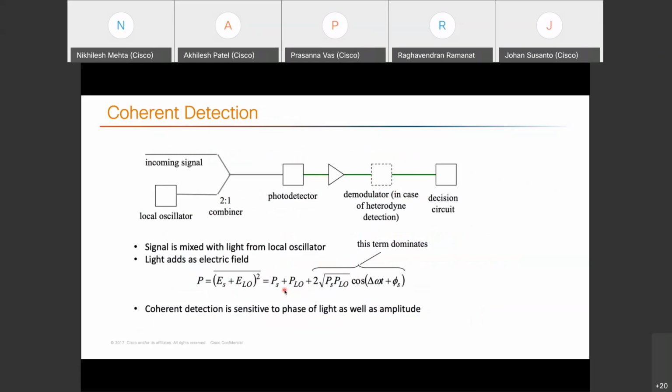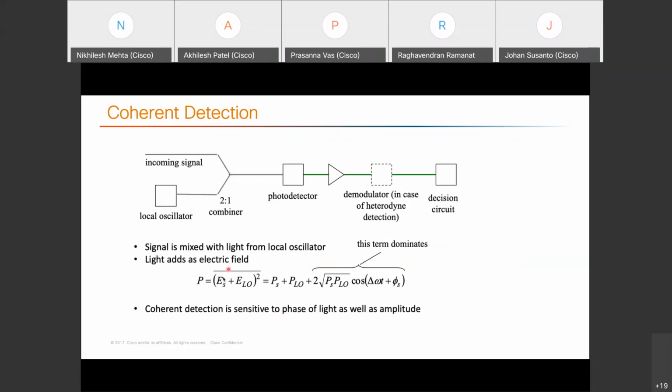Now coming to coherent detection. In coherent detection, we have a local oscillator at the receiver, which is mixed with your incoming signal, and then you receive the signal. You have the photodetectors, demodulators, and then the decision circuit. The important thing here is that prior to coherent detection, you had on-off keying. So the decisions were based on whether you have a signal or you don't, that means only on the basis of the amplitude of the signal. But with coherent detection, the phase part also comes into the picture.